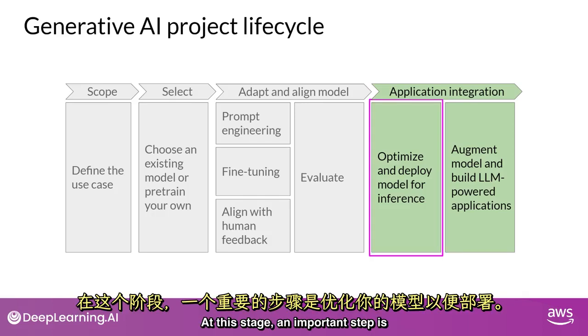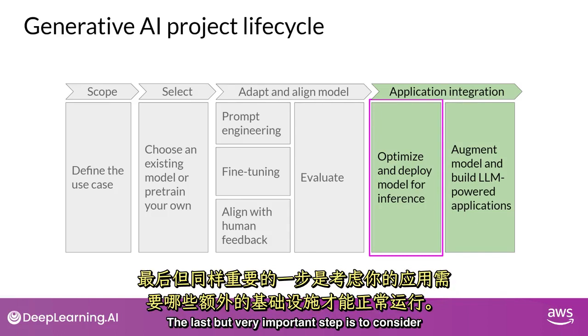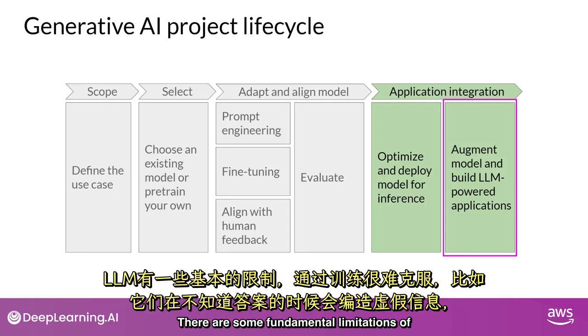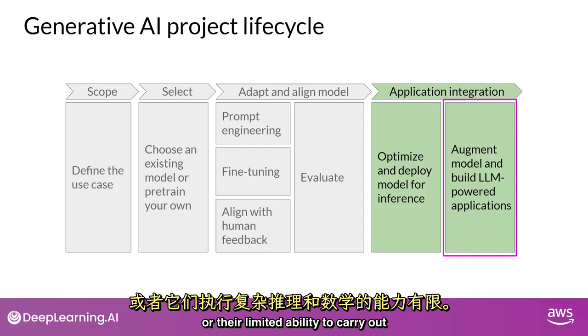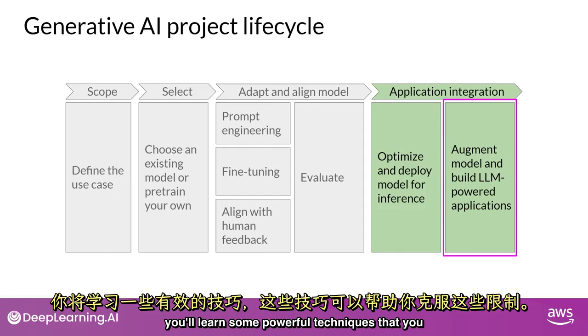At this stage, an important step is to optimize your model for deployment. This can ensure that you're making the best use of your compute resources and providing the best possible experience for the users of your application. The last, but very important step is to consider any additional infrastructure that your application will require to work well. There are some fundamental limitations of LLMs that can be difficult to overcome through training alone, like their tendency to invent information when they don't know an answer, or their limited ability to carry out complex reasoning and mathematics. In the last part of this course, you'll learn some powerful techniques that you can use to overcome these limitations.